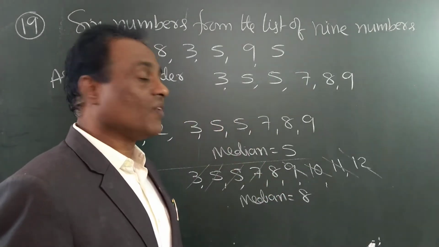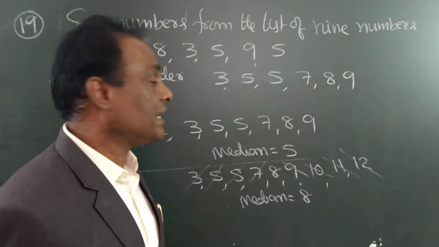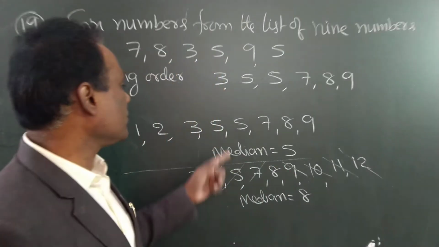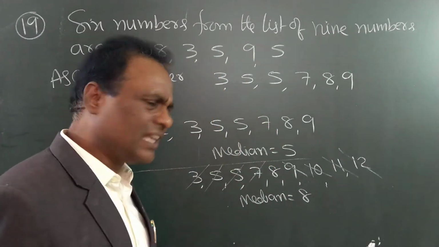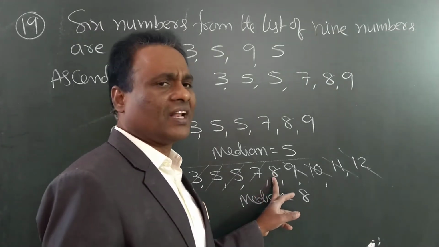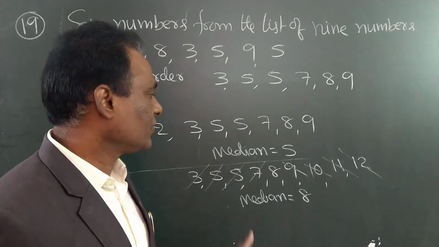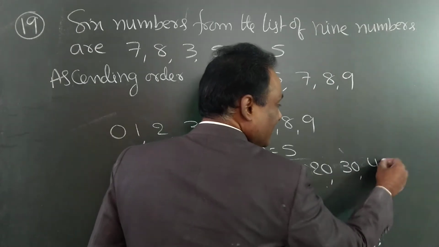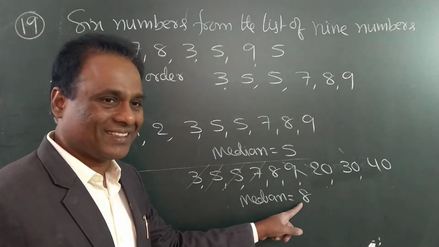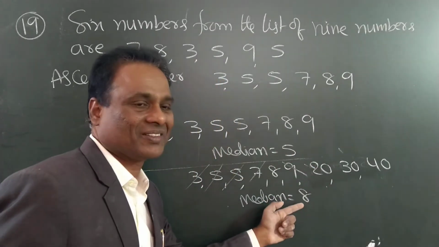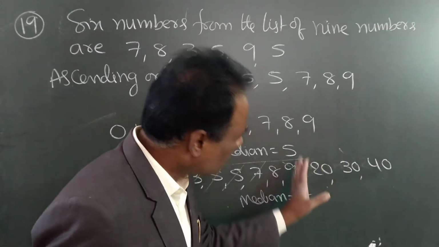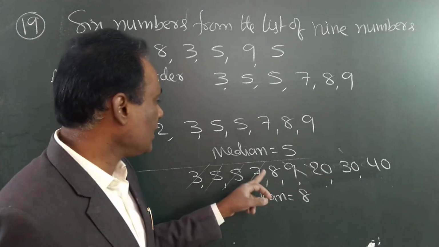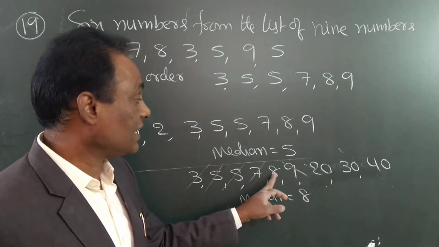So, which case, what is the maximum median, largest median? In these two, which is greater? 8. If you take any other possibility, any number, any repetitions, anything, greater than 8 will not come. So, 8 will be the maximum median. Suppose instead of 10, 11, 12 you take 20, 30, 40, in this case also median is 8 only, because the middle is the median. So whatever may be the numbers, whether less than or greater than, highest median will be 8 only.